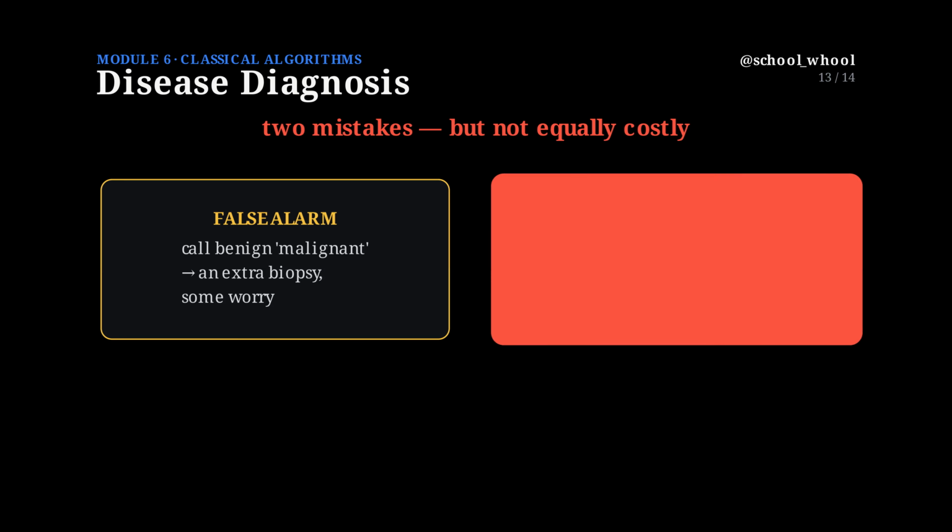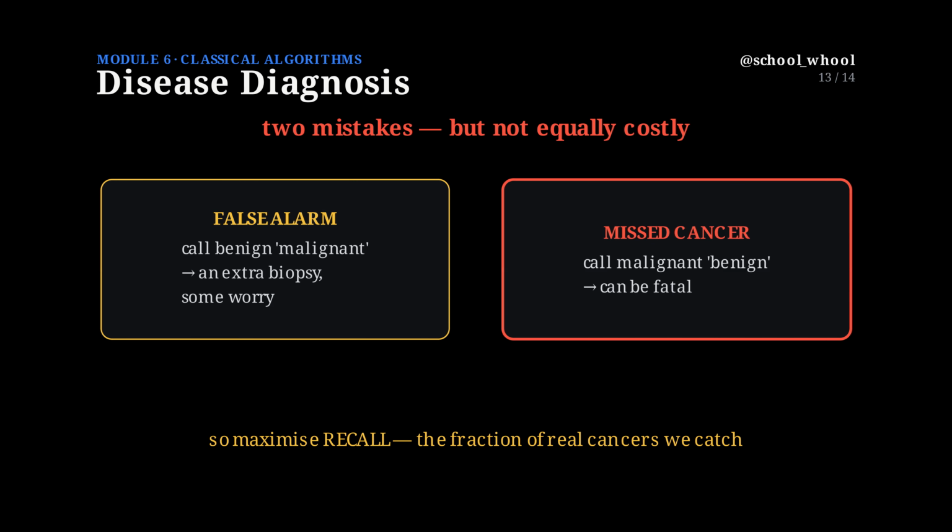A false alarm, calling a benign tumor malignant, leads to an extra biopsy and some worry. Unpleasant, but recoverable. But a missed cancer, calling a malignant tumor benign, can be fatal. Those costs are wildly unequal, so accuracy is the wrong goal. What we must maximize is recall, the fraction of real cancers we actually catch.